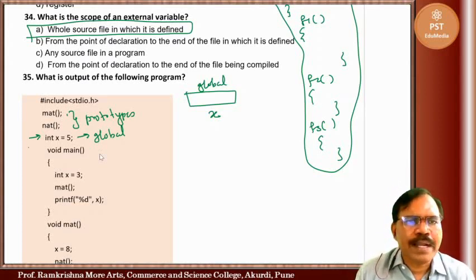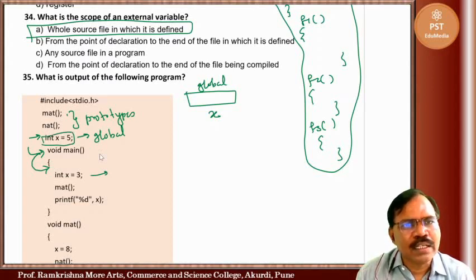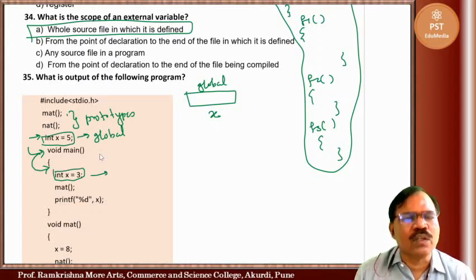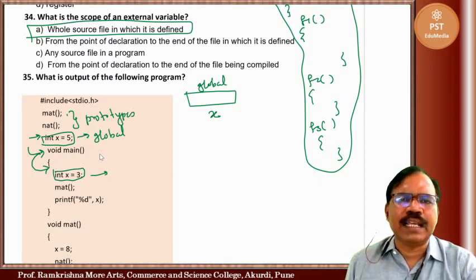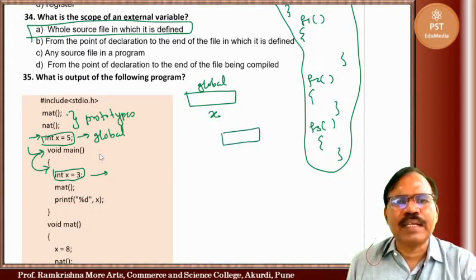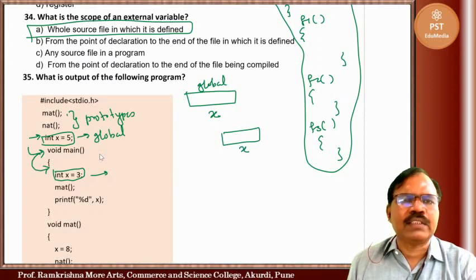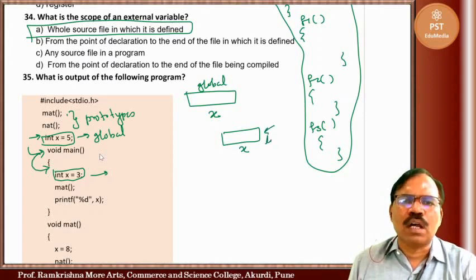Now in void main we have int x equal to 3. Here we have also int x equal to 3, so it is a declaration again. Another memory location is reserved for x. Now this is a local x, and its scope is within main only.